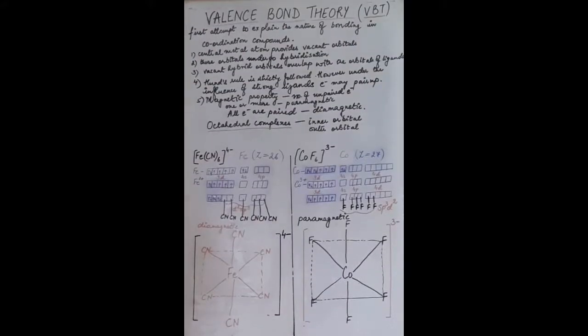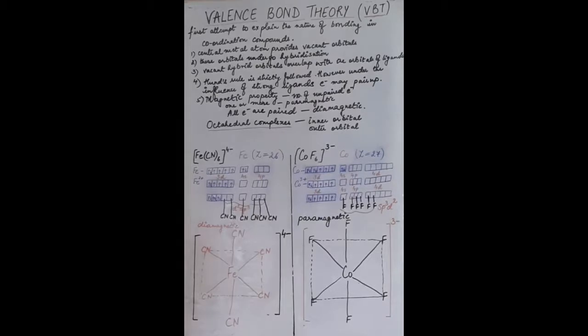Welcome students. Today we study valence bond theory, which explains the bonding in coordination compounds. It is said to be the first attempt to explain the nature of bonding in coordination compounds. According to valence bond theory, the bonds between the central metal atom and the ligands are coordinate bonds, where the electrons are provided by the ligand.